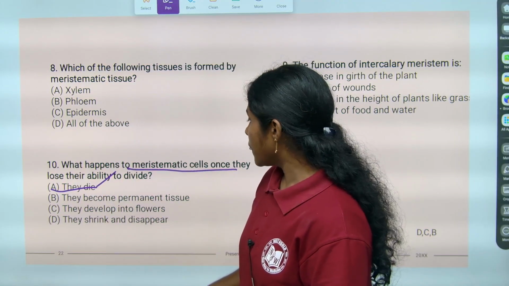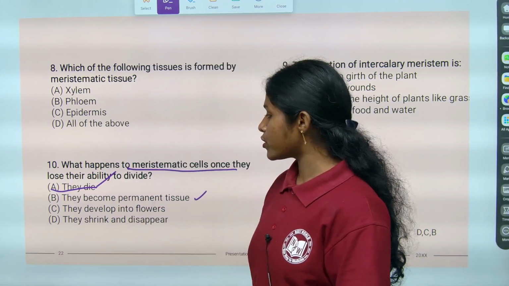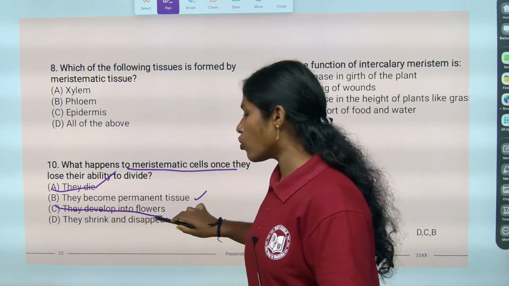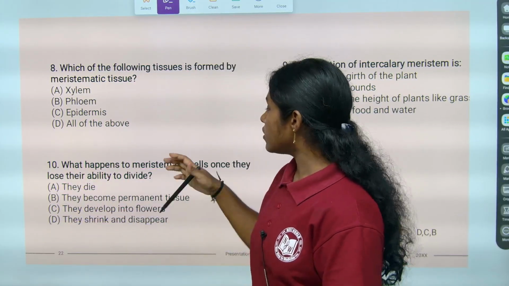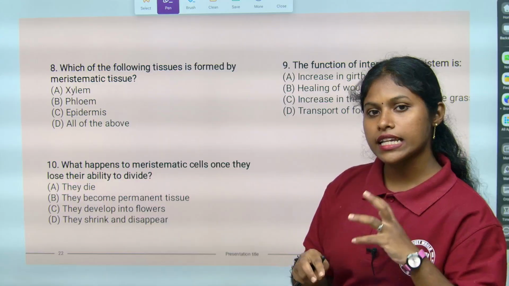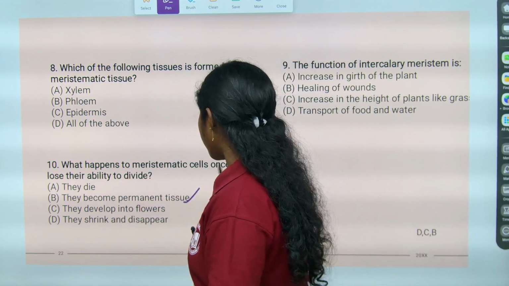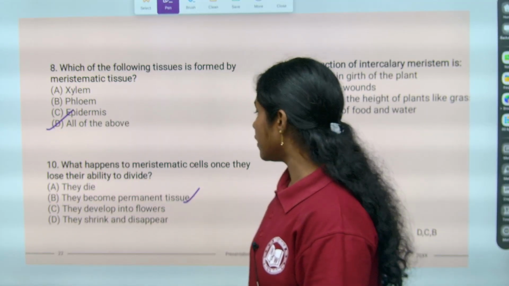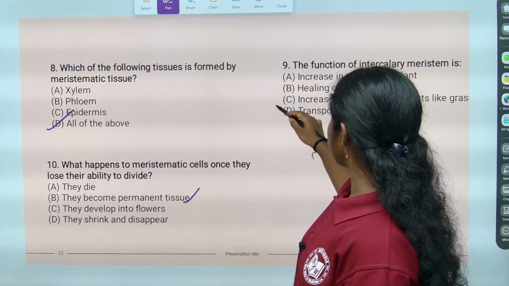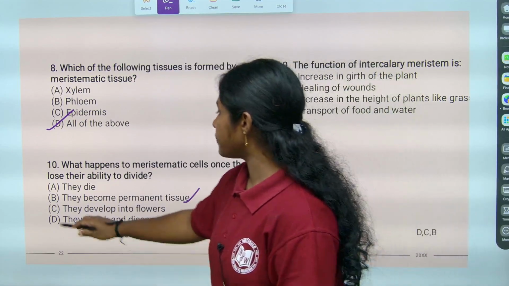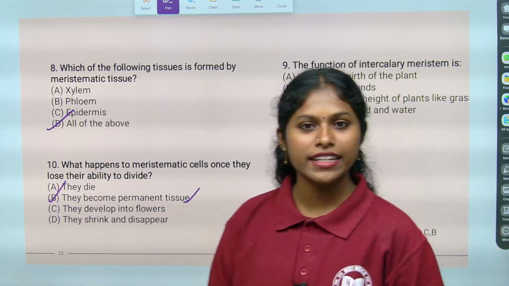So coming to they become permanent tissue. Here is the right answer, children. Let's see another two options also. They develop into flowers. No, right? They shrink and disappear. No. When the meristematic cells lose the ability to divide, they take on specific functions. They become the permanent tissues, right? So the answer is B. Right children? For the 8th question the answer is D, for the 9th question the answer is C, and for the 10th question the answer is B. Okay children, I hope you are all clear about these questions. So let's meet in the next session, children.